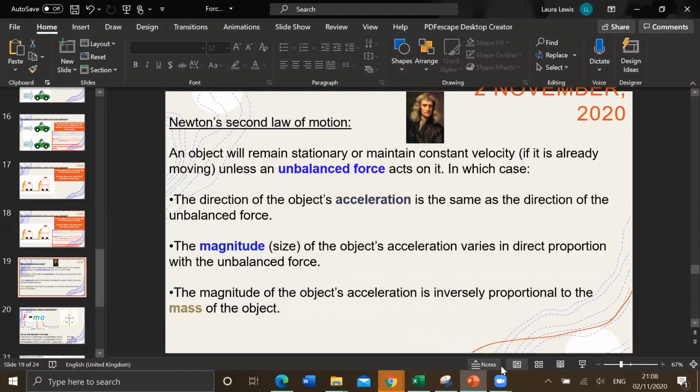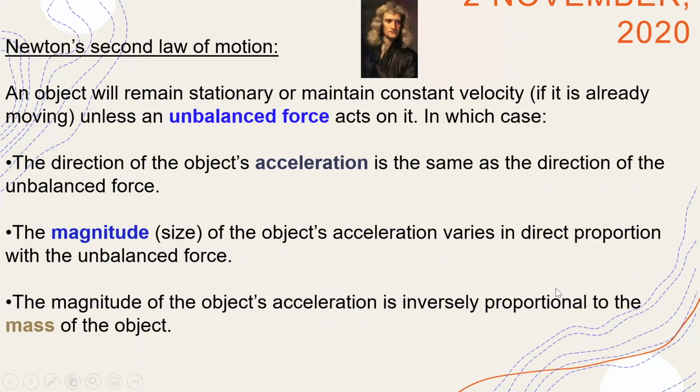Okay, so I'm going to full screen that. So going into Newton's second law of motion. An object will remain stationary or maintain constant velocity if it is already moving, unless an unbalanced force acts on it, in which case, so it's a lot of writing for what we've just talked about. The direction of the object's acceleration is the same as the direction of the unbalanced force. So if you're pushing forward, the acceleration is going to be forward.